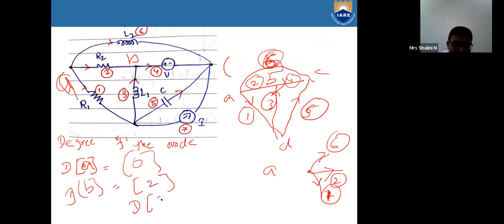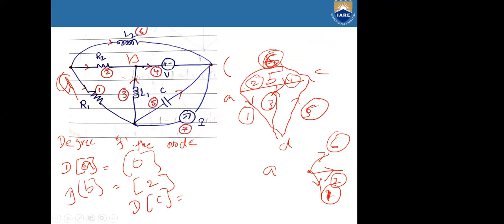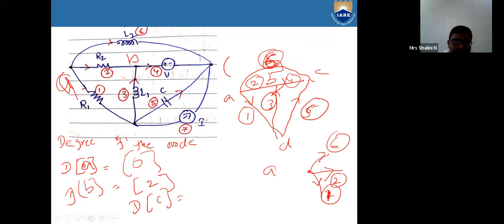Tell me, what is the degree of this C node? 2. At this C node, 4 is coming, 3. 6 is coming, 3. 3 is coming. Okay, 3. This current source is open circuit, not required.